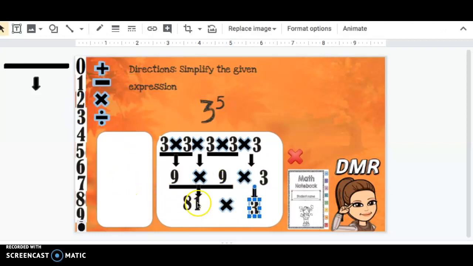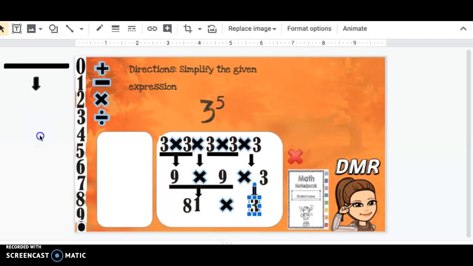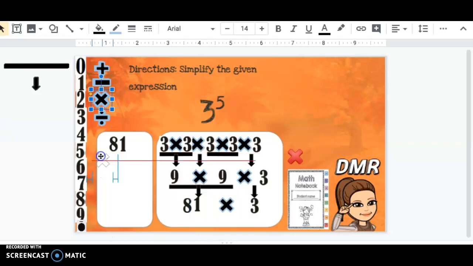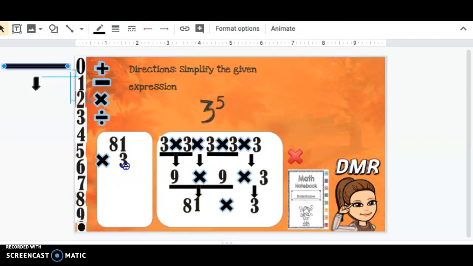Okay, now I have 81 times 3, and I'll even bring this down so we can see it a little bit. Now I have this 81 times 3. I'm going to do it over here, or I could do it on my scrap piece of paper that's next to me, but I'm going to show you 81 times 3. Then I'll draw my line underneath it to help myself, and make it a little bit smaller. So we have 81 times 3.